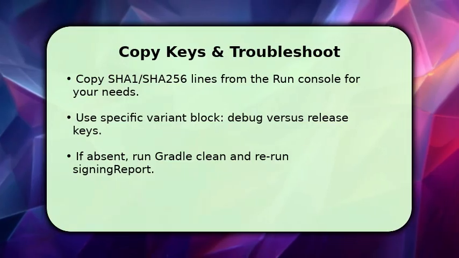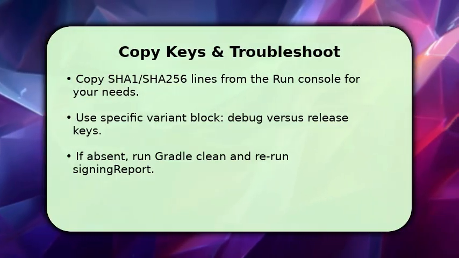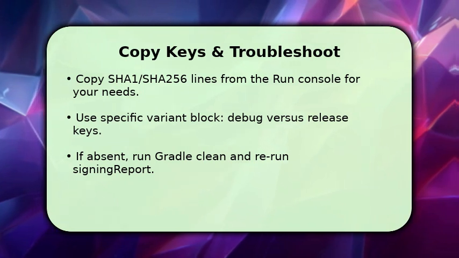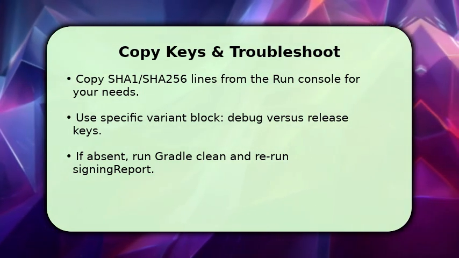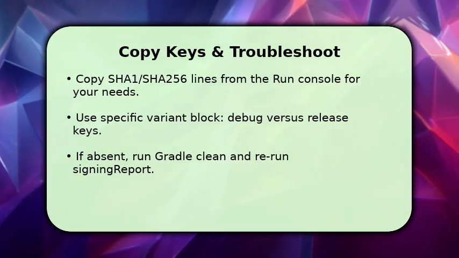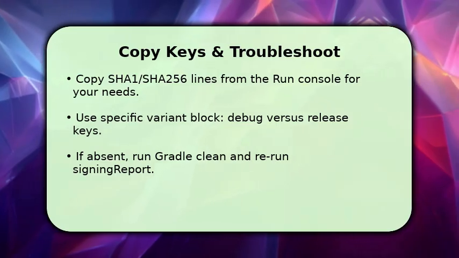You copy the SHA1 or SHA256 fingerprint directly from the console into your clipboard and paste it where required, like API consoles or OAuth setup. Once done, verify you copied the correct variant block, debug versus release, because they differ.